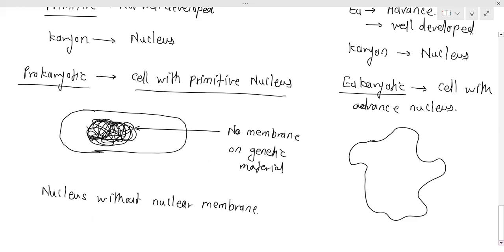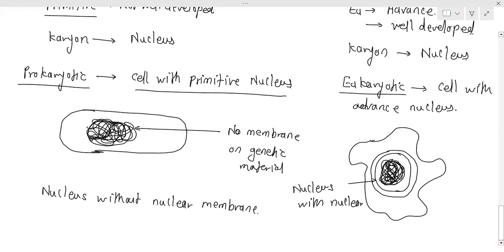Here, if you see a eukaryotic cell, all animal cells and all plant cells are eukaryotic cells. Suppose this is a eukaryotic cell. It will have a nucleus with one membrane, and there is one more membrane. We will talk about both the membranes afterward in more detail. But two membranes, and inside that all this chromatin material, the genetic material. So you can say here a nucleus with a nuclear membrane.